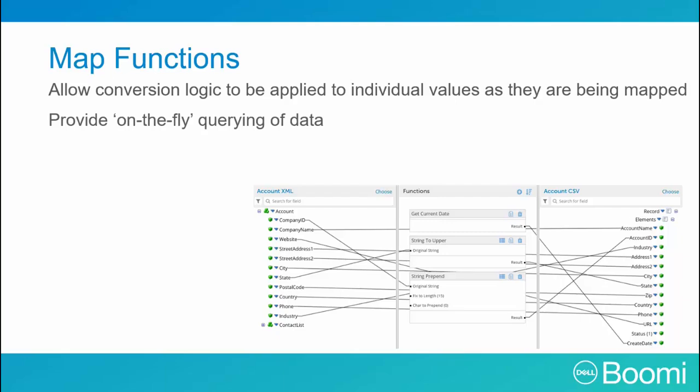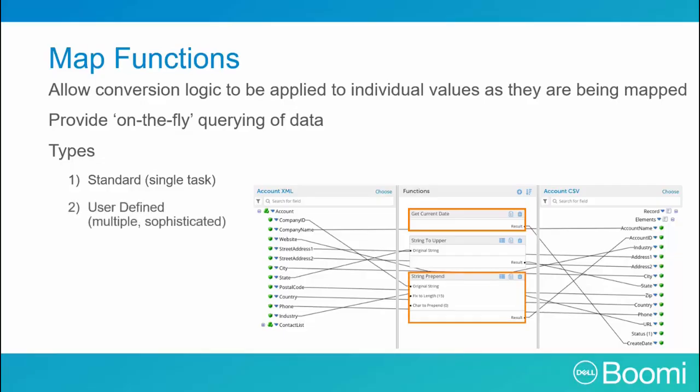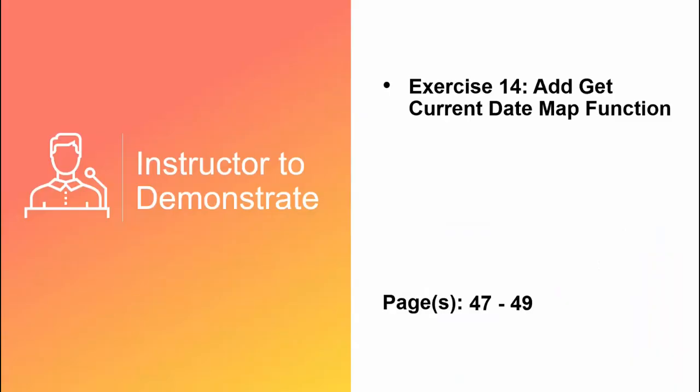There are 2 main function types. Standard functions, which do a single task, such as converting a string to uppercase. User-defined functions enable complex changes by allowing you to link multiple standard functions together to save as a reusable standalone function. We'll discuss the user-defined functions in our Developer 1 class.